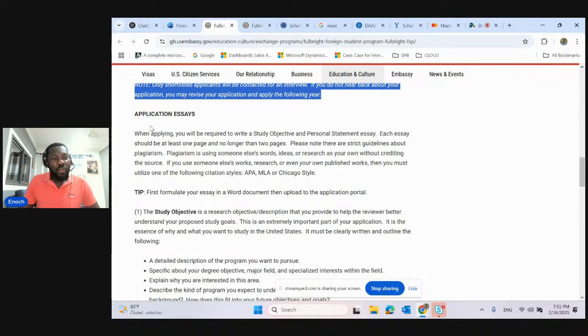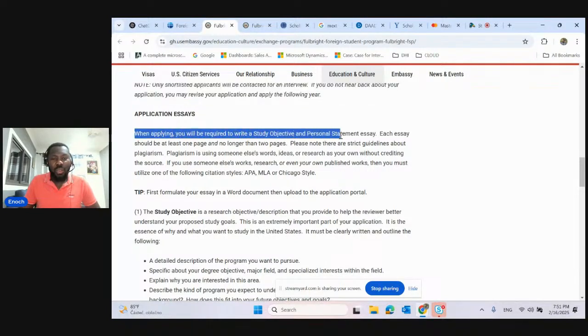So, application essays. The scholarship requires that you write application essays. When applying, you would be required to write a study objective and personal statement essay. On Thursday, 6:30 p.m., we are going to have a great discussion in detail on scholarship application essays. So watch out for that. Each essay should be at least one page and no longer than two pages. Please note there are strict guidelines about plagiarism.